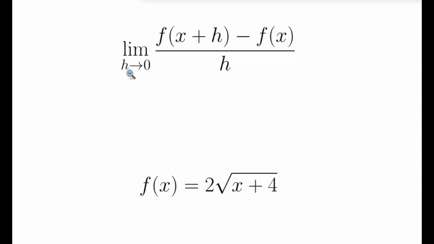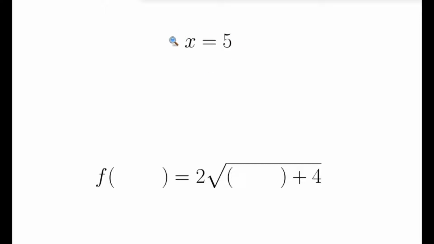Here again is the limit of the difference quotient up top. And then the function that we're particularly interested in, 2 times root x plus 4. We're interested in the x value of 5. That's where we want to find what the slope is. And again, I recommend writing down the function with a big old set of parentheses with a lot of space wherever there was an x, because we're going to be substituting some stuff in here, and we want to make sure we do this correctly.